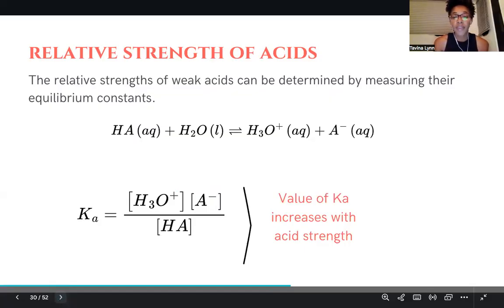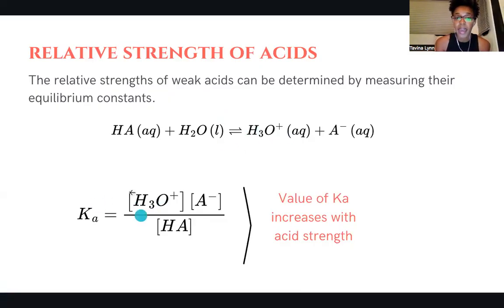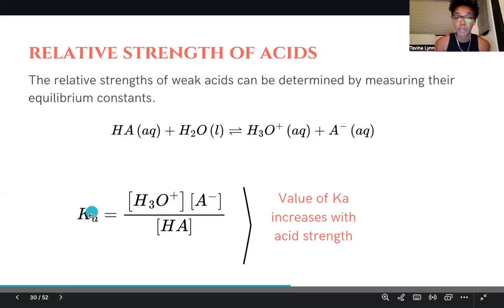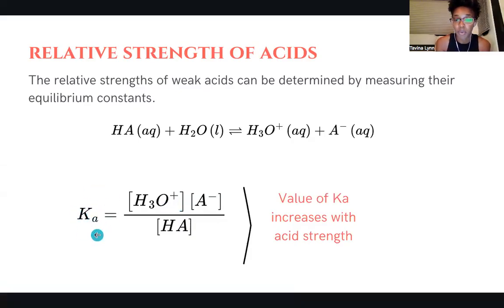The value of Ka increases with acid strength, right? And this makes sense because as acid strength increases, we have more hydronium ions forming. If we have more hydronium ions forming, we have a higher concentration of hydronium ions, so our numerator will increase. Our numerator is proportional to Ka, so our Ka value will increase. So with increasing acid strength, we should see an increased value in our equilibrium constant Ka.